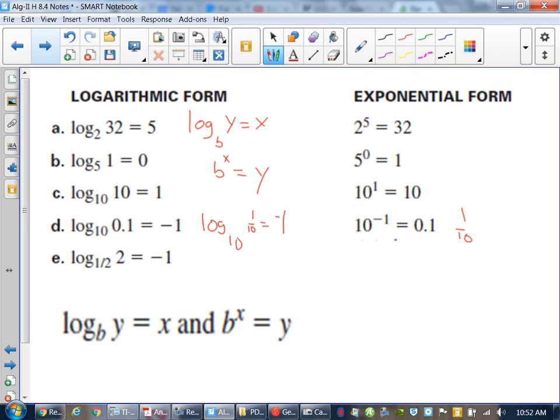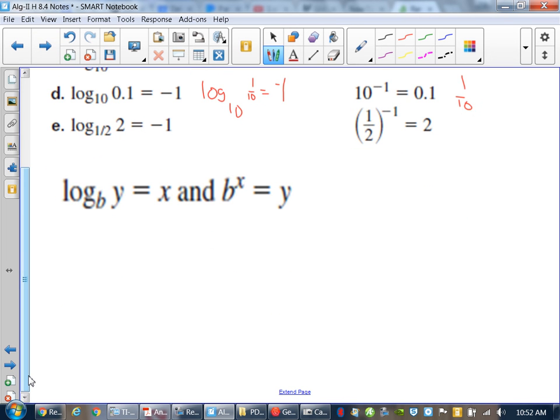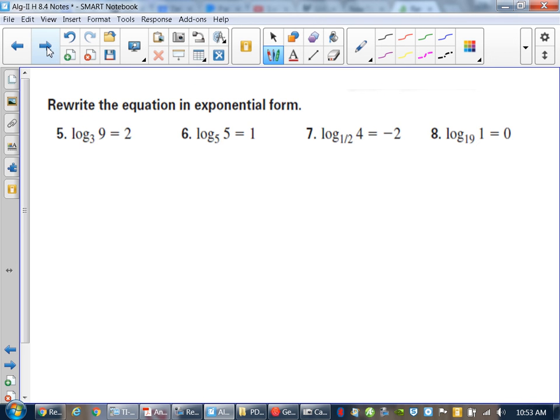So this is nothing more than 1/2 to the negative 1. Just going back and forth between logarithmic form and exponential. Log base b of y is x. b to the x is y. Negative exponents flip fractions. Okay? That's all that goes for. So let's see if you can figure out one of these in your head.